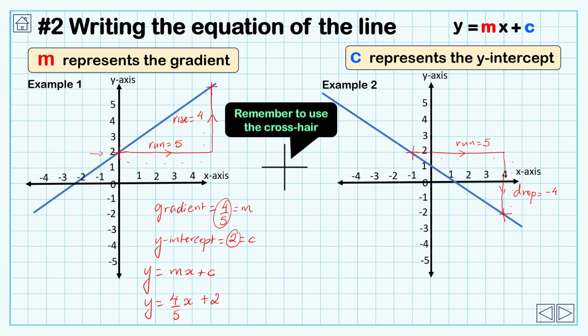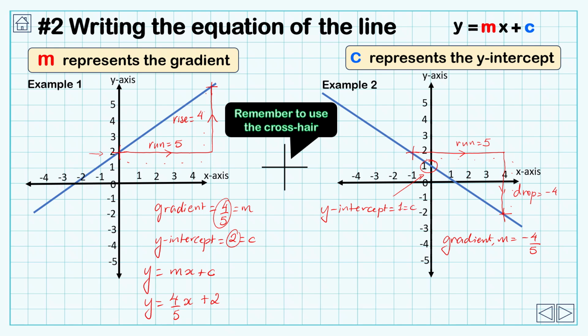So we can say that the gradient m equals the drop, which is negative 4 over 5. The other one is the intercept that we need to look for. So the intercept is right here. So the y-intercept, well, this is c, and it is equal to 1. Okay, c is equal to 1.